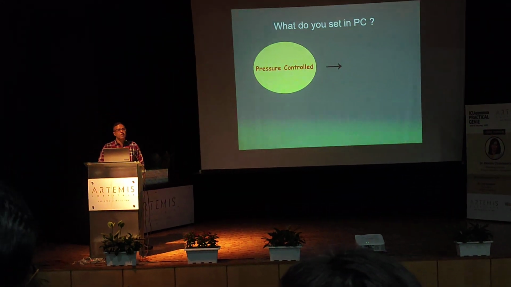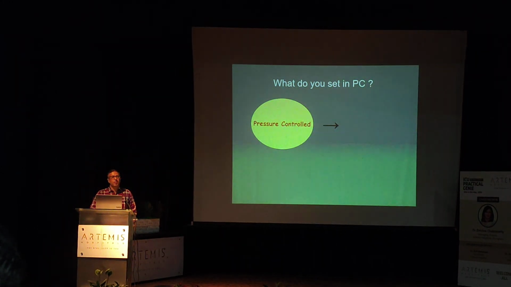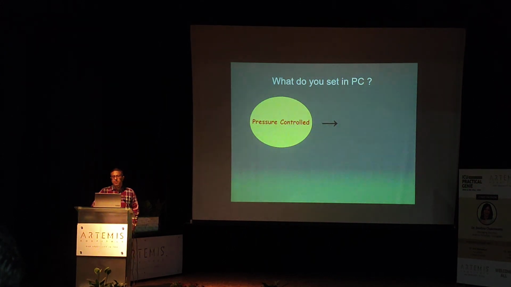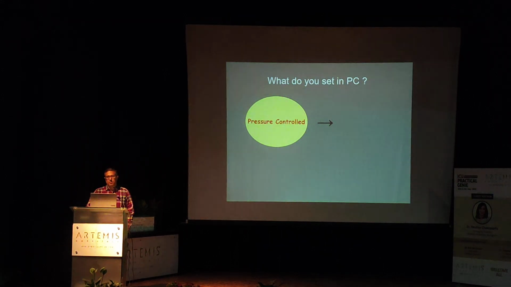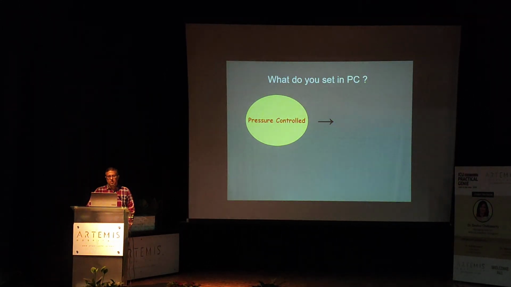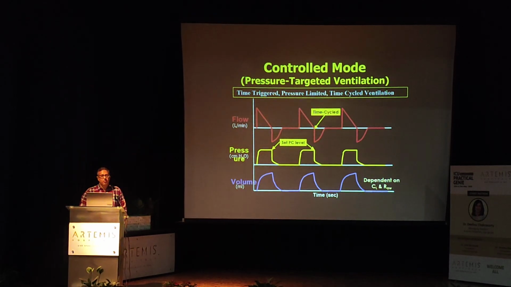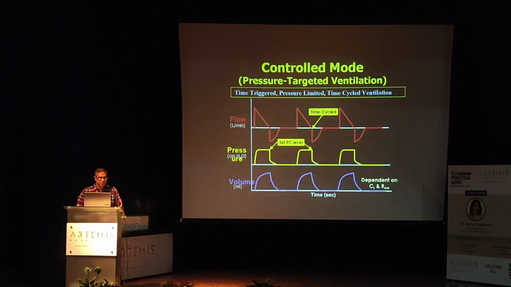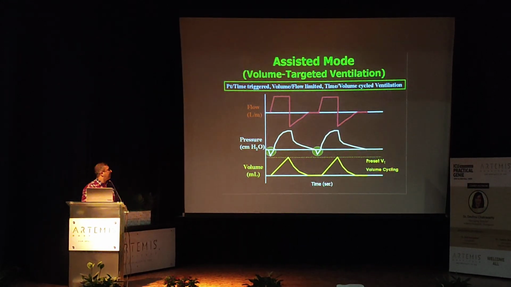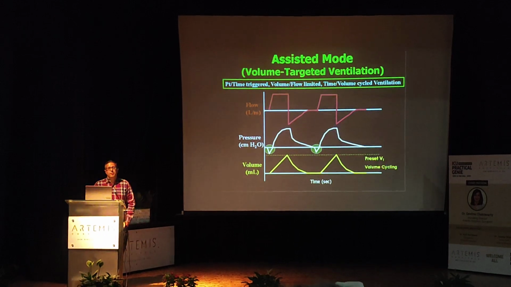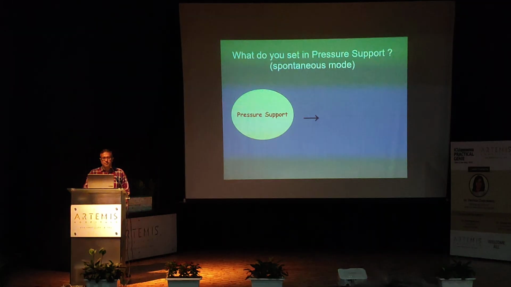What do you set in pressure controlled mode? Anyone can tell me three or four things? We set the PEEP, the pressure, then we set the rate and FiO2. We will talk about ramp later on. Is this a controlled mode or an assisted mode? Controlled mode. This is the difference between an assisted mode and a controlled mode: if there is a negative deviation in the pressure, that tells you this is the assisted mode.